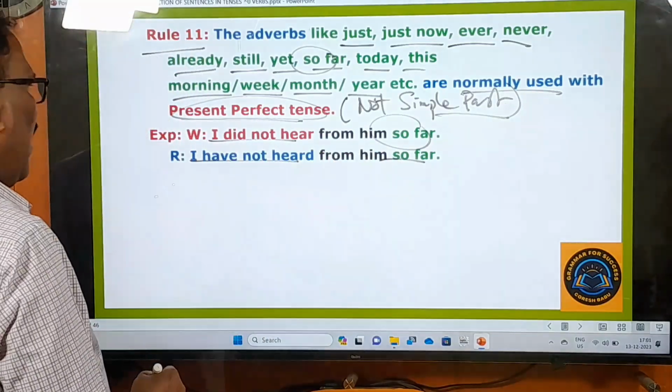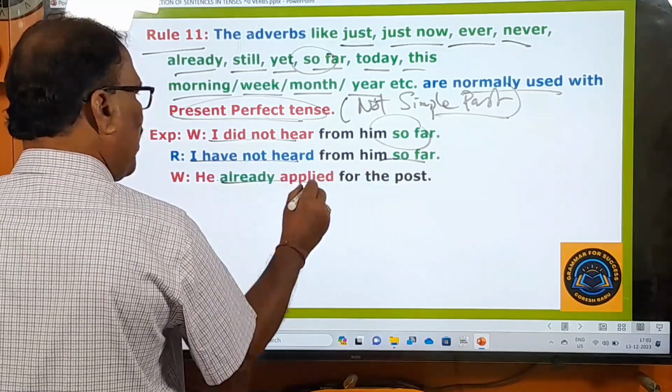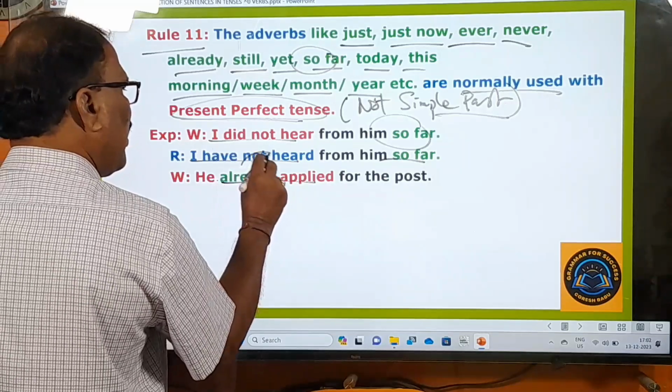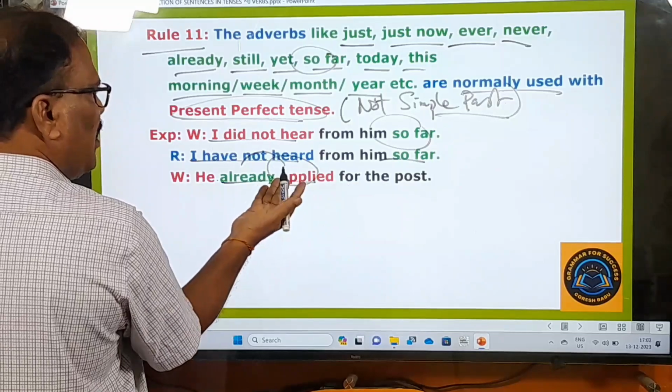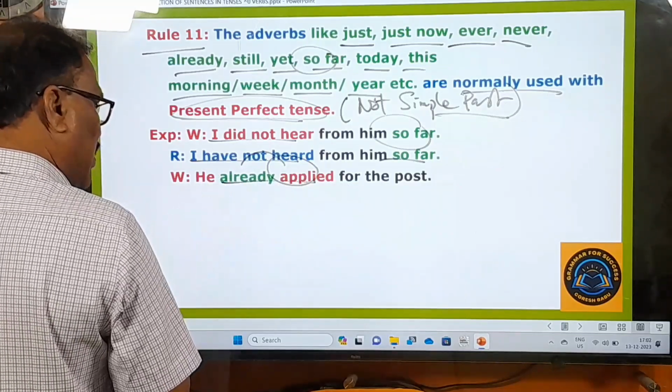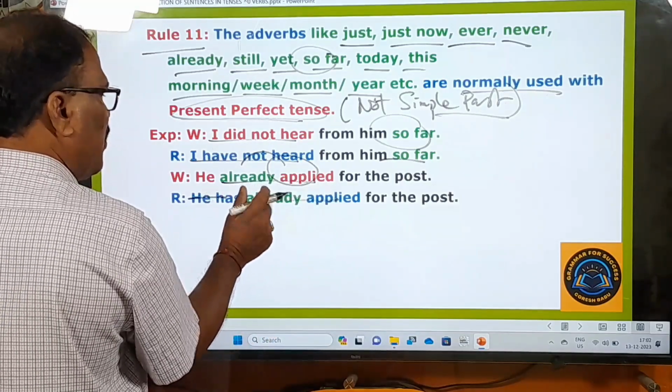That is there, right? And next, he already applied for the post. Even though there is "already", he used the simple past. "He applied" is simple past tense used here with this "already". So don't say that. What should you say? He has already applied. Present perfect must be used with "already".